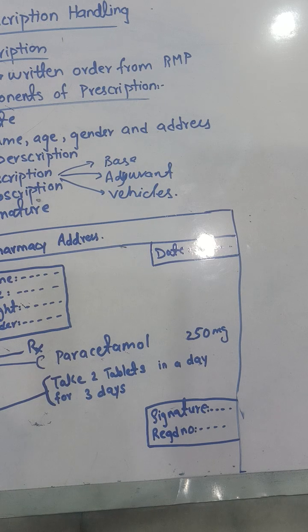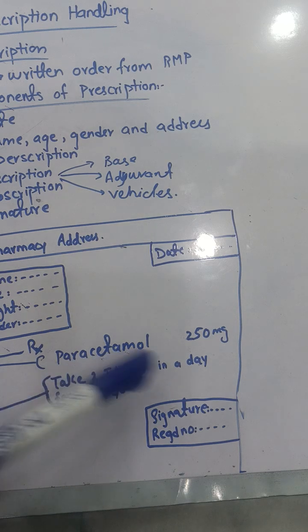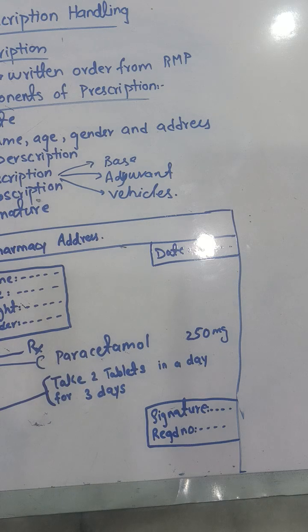So after discussing the details of how the prescription is, now we see how to receive a prescription. Whenever a prescription is given to a pharmacist, first of all he has to check the drug name and its strength. A lot of drugs are there which, when we pronounce them, look the same. There are 140 drugs whose names look alike and sound alike.